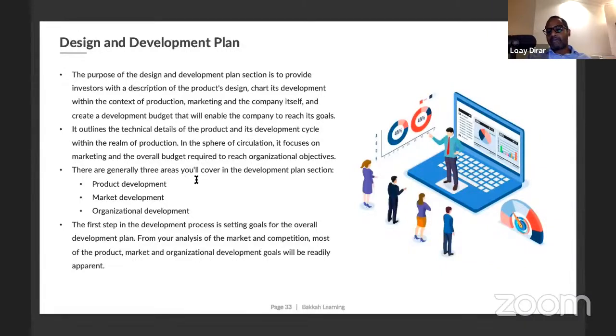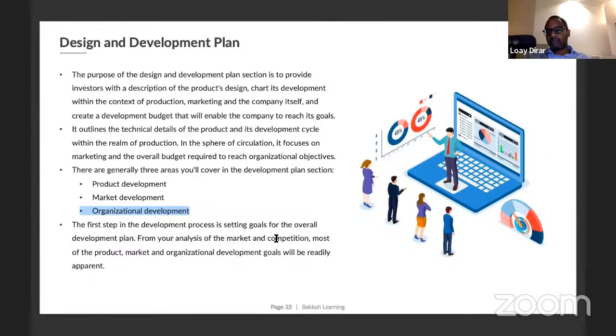There are generally 3 areas you will cover in the development plan section as part of your business plan. Product development: how are you going to develop your product? How are you going to market it? Market development: how are you going to start establishing a market? And finally, how are you going to develop your organization, which is the supporting structure as part of your business plan. The first step in the development process is setting the goals for the overall development plan, in which you're going to start translating your ideas into actuals.